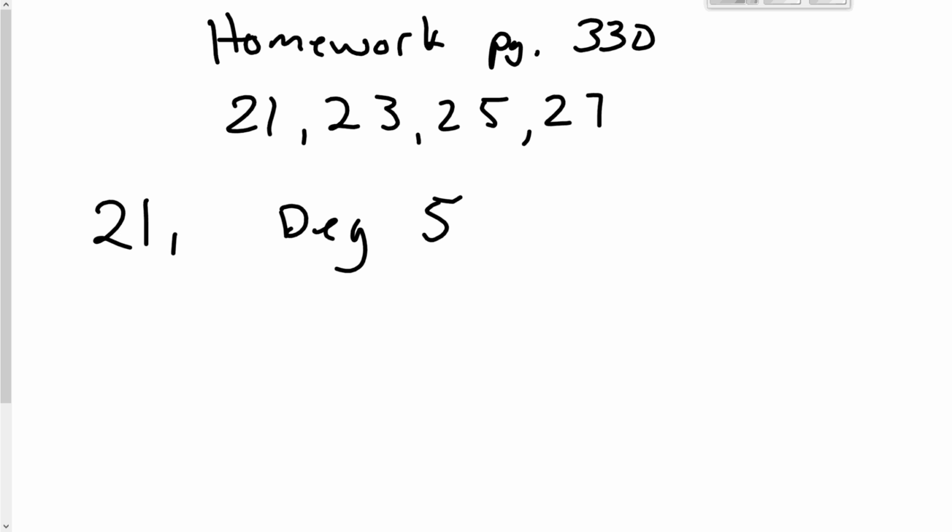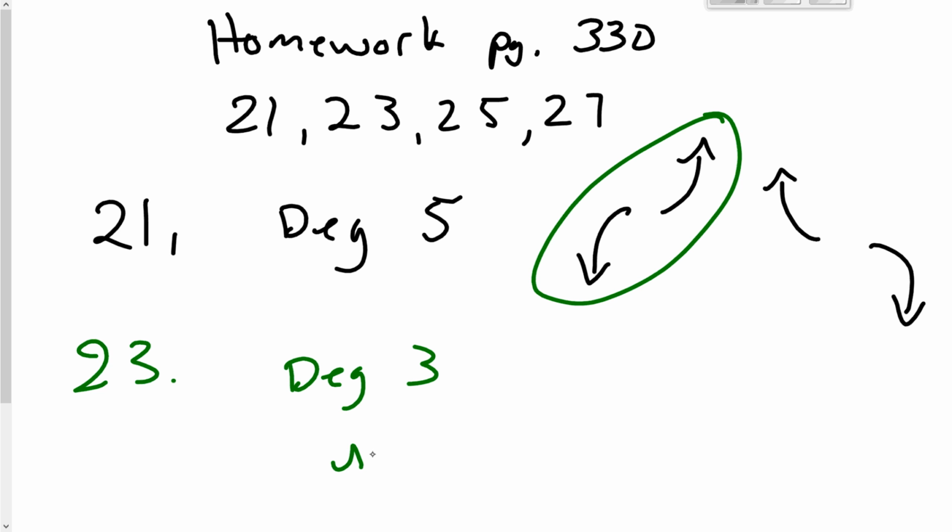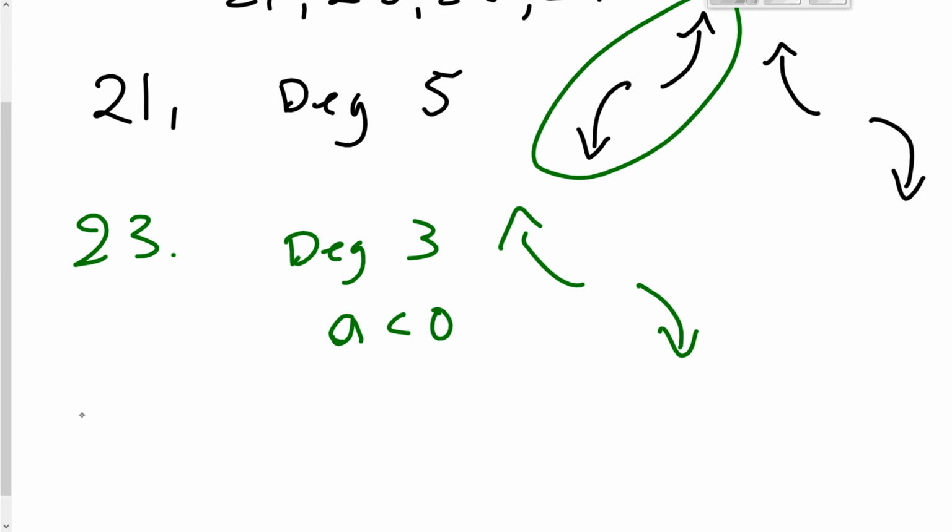Since the degree is 5, it's odd, so it's either going to look like this or like this. The lead coefficient is a positive 5, so it's going to look like that on number 21. Number 23 is also an odd degree, degree 3, and a is less than 0, so it's negative. That means as we go left it goes up, and as we go right it goes down. So there's number 23.